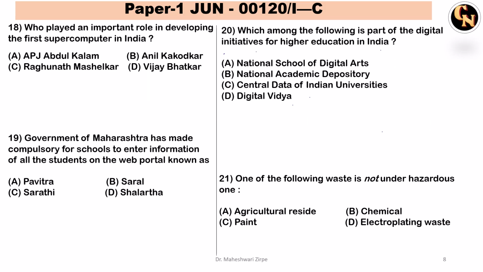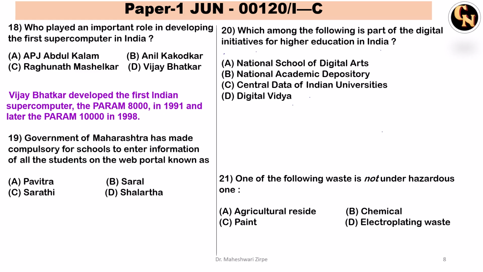Next one is, who played an important role in developing the first supercomputer in India? Vijay Bhatkar developed the first Indian supercomputer, the Param 8000 in 1991, and later the Param 10,000 in 1998. So these numbers also you should remember. It is Param, P-A-R-A-M. So the supercomputer was first introduced in India by Vijay Bhatkar. Option D is the correct option.